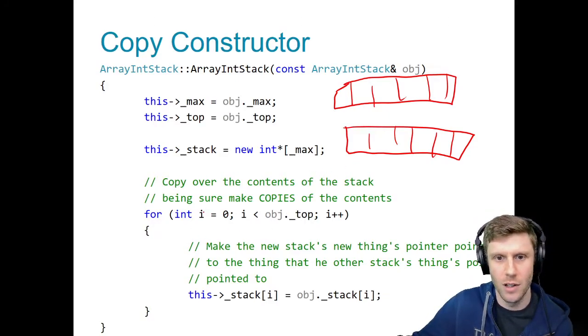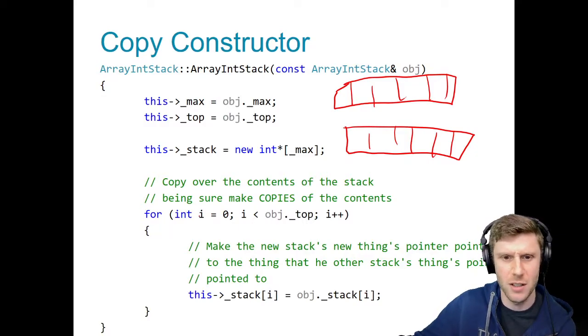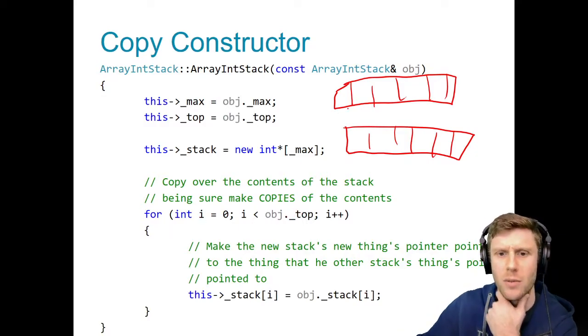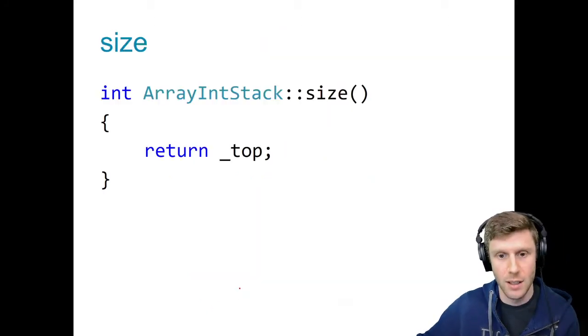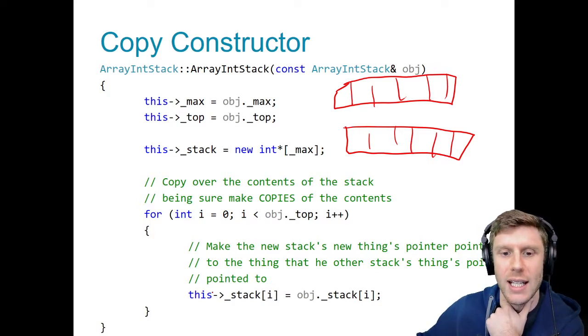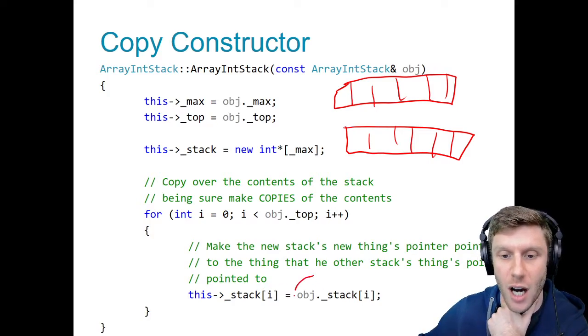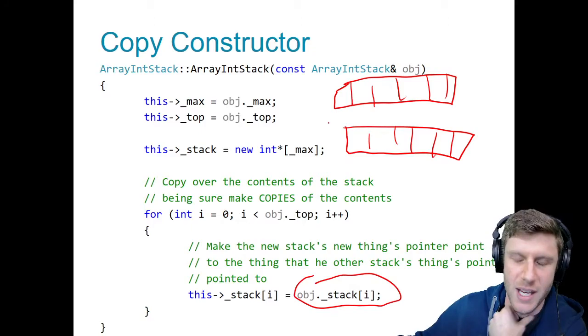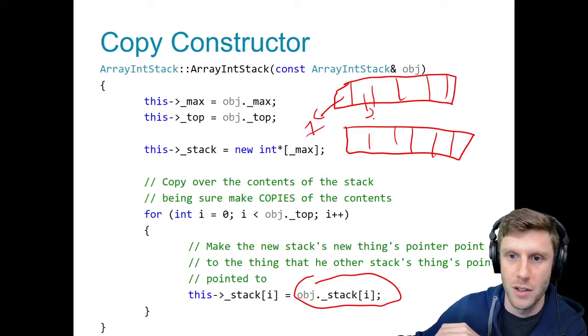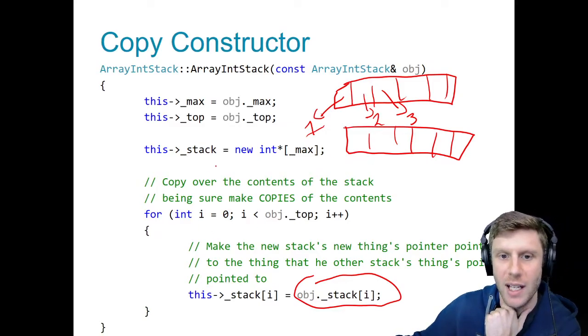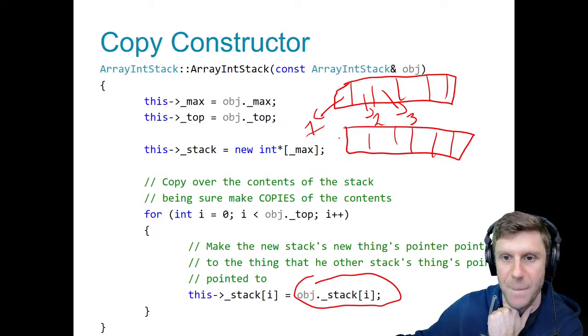So for the top, from 0 to the top, we want to copy the contents over. But the way this is written, I'm actually not making a copy of the contents. So this has a pointer to a number 1, for example. This has a pointer to a number 2. And this has a pointer to a number 3. So I've made a copy of the array. That's this one here. This is the copy.